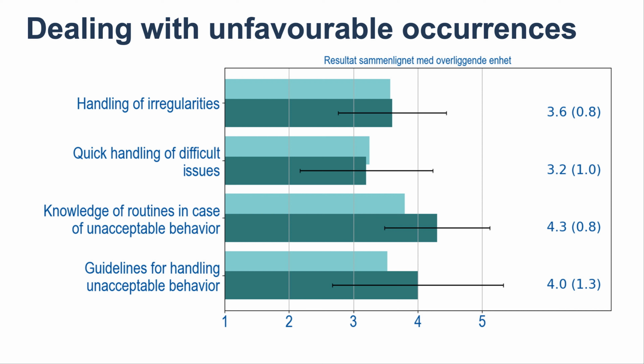The fifth thematic area is about handling unfortunate events. ARK is not an alert channel, but we examine whether employees experience that unfortunate cases are raised with those concerned when they arise. We also examine whether employees know what they are supposed to do about unacceptable behavior and whether guidelines exist.